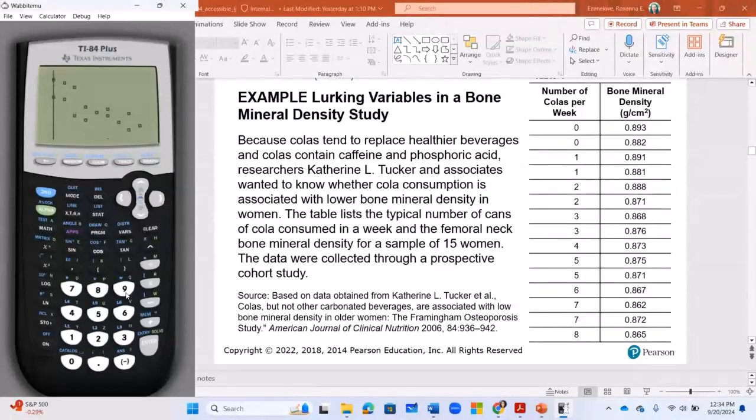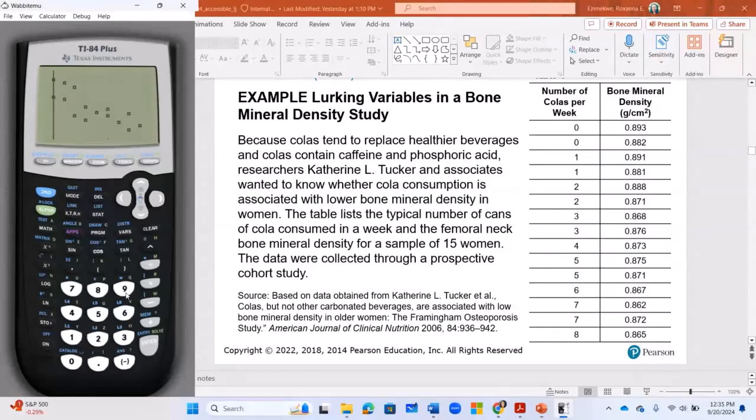So because the line of best fit will have a negative slope, I already conclude that there is a negative linear relationship between the number of coolers per week and the bone mineral density. So there's a negative linear relationship between the number of coolers per week and bone mineral.